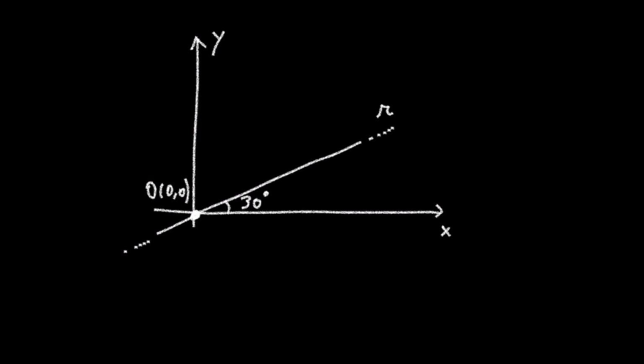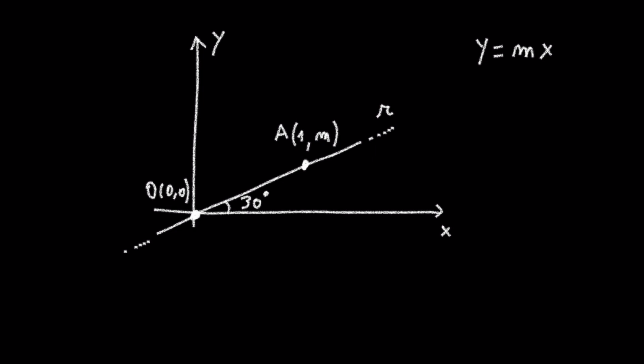Let's put the concepts we just learned into practice with an exercise. Our goal is to write the equation of the line R passing through the origin and tilted at 30 degrees relative to the x-axis. The line has the general equation y equals mx. Let A be the point where x equals 1. The y-coordinate of this point is m.